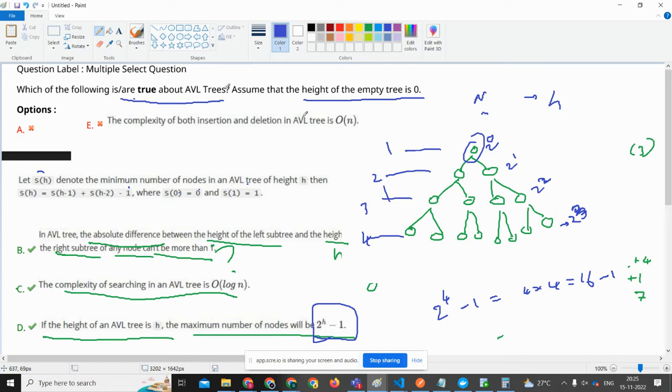All right. So we are coming to the last option. Go ahead. The complexity of both insertion and deletion in an AVL tree is O(n). Is it so? See, I think it should be log n. I'm not sure. Consider that you're going to delete something over here, and there is this rearranging that is going to happen. Or let's say that we are going to add something over here.